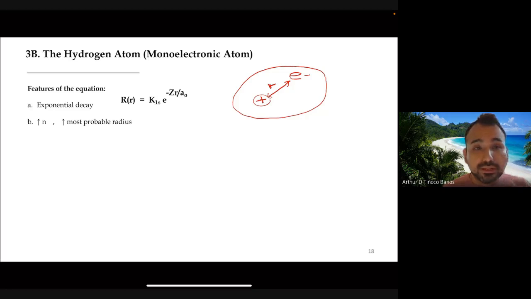Okay, so we're focused on the radius, right? So that's why the radial wave function. But one of the features that you can see of this equation is that there is an exponential like decay. So if you look at this part of the equation, it reveals that there exists an exponential decay. Another really important feature is that as you increase in the value of n, the primary quantum number, what you will see is that there is an increase in the most probable radius of finding the electron. And that makes sense, right? If you think about an electron existing in a higher energy orbital, higher energy orbitals are located in terms of their probability further away from the nucleus.